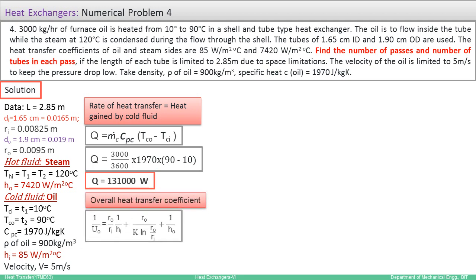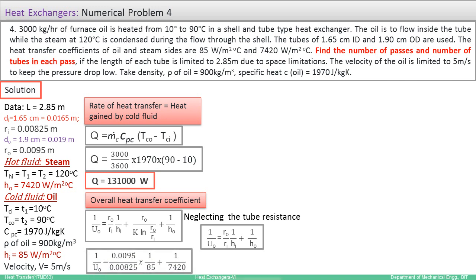Overall heat transfer coefficient, again in this case they have not given what the tube material is made of, and also they have not given the thermal conductivity of that material. So we can neglect the resistance due to the pipe material. So when you reduce that, the overall heat transfer coefficient will become 1 by U naught is equal to r naught by ri into 1 by h naught hi plus 1 by h naught. So we know all these values, and substituting them we can get the value of U naught as 7205 watt per meter square degree Celsius.